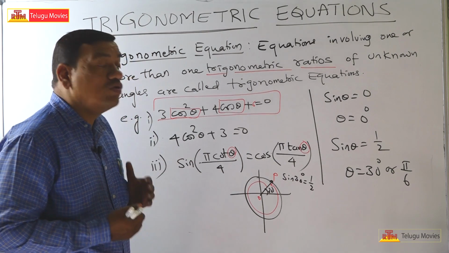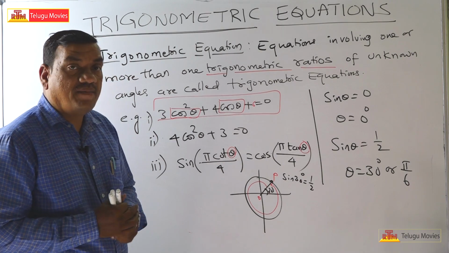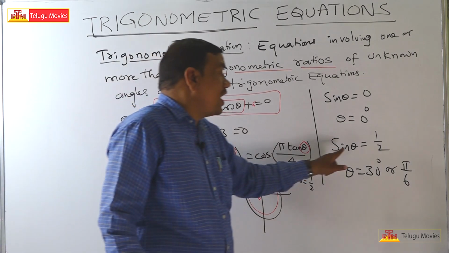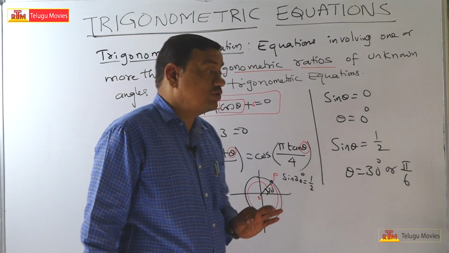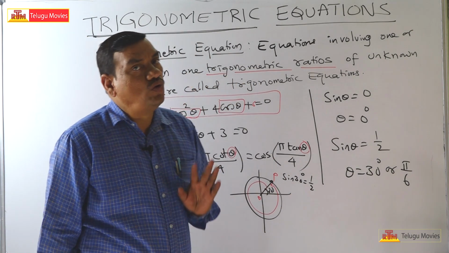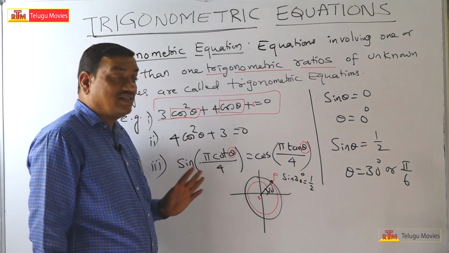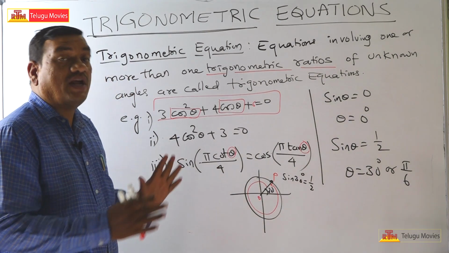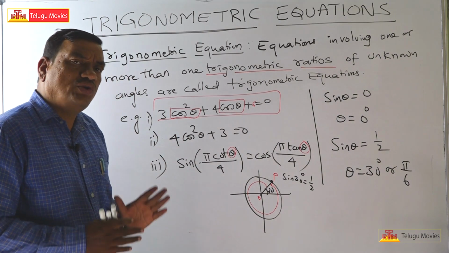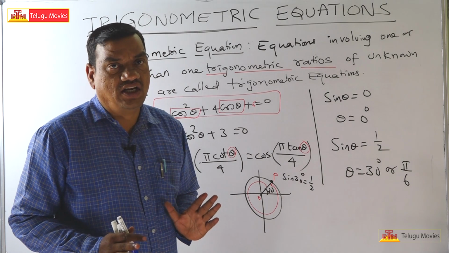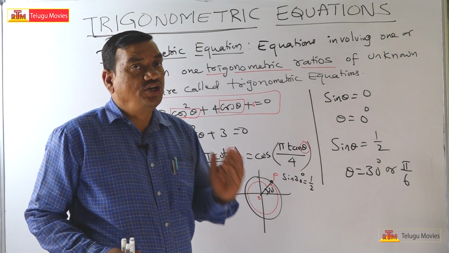So how do we solve this type of equation? Solution means you have to find the theta value so that sin theta is equal to 1 by 2. I am going to explain in a graphical way so that you can understand very easily. So let us continue our class.